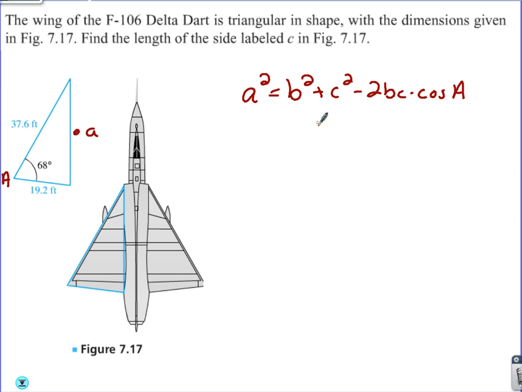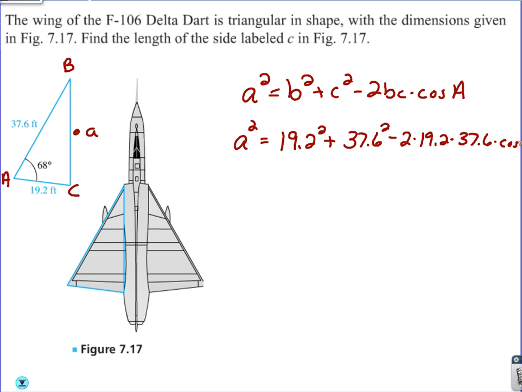We're looking for side A. So we have a squared equals b squared, and we'll say this is b and this is c now. B squared would be 19.2 squared, plus c is 37.6 squared, minus 2 times 19.2 times 37.6 times the cosine of 68 degrees. I'll write it below. Guys, we're solving for A.